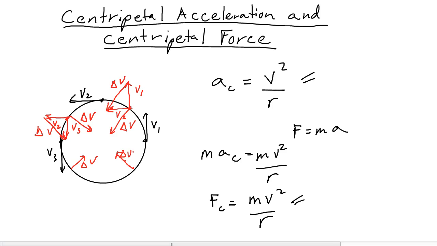The last thing I want to say about centripetal force is its relationship to the velocity. So the centripetal force is always pointing toward the center of the circle, and so it means that it is always perpendicular to the velocity. So as the object travels around in a circle, the centripetal force will always be perpendicular to whatever the velocity is at that time. Okay, that's all I have to say.